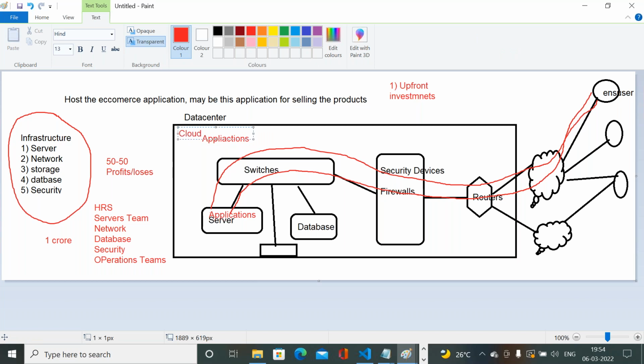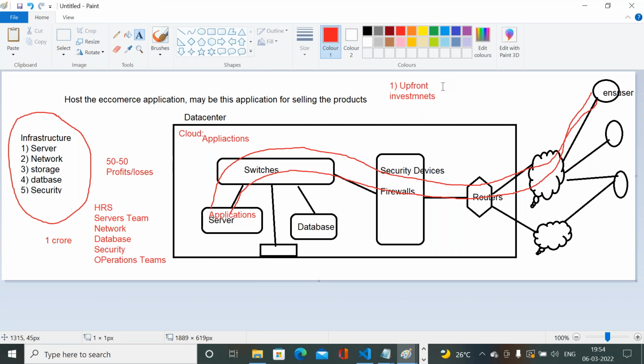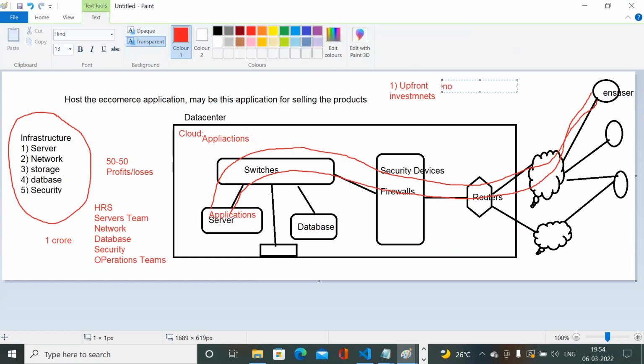Any questions, guys? Why are most of the organizations and even the development startups moving to the cloud, right? Because of this factor, because there are no upfront investments. Any questions? No, sir.